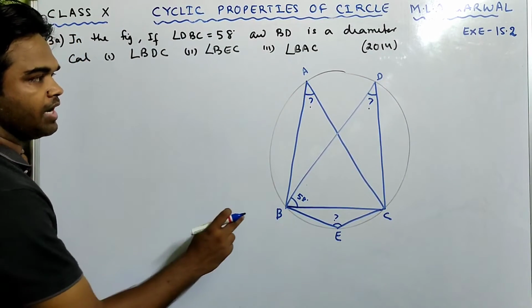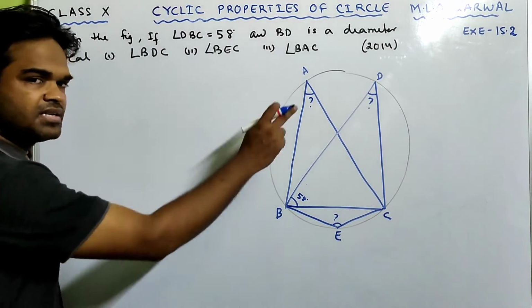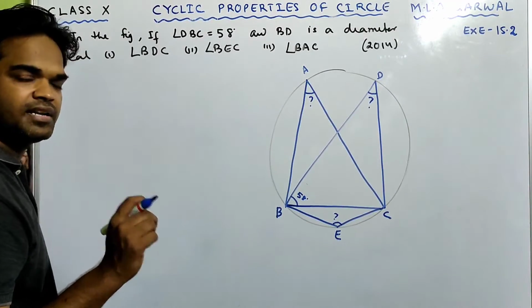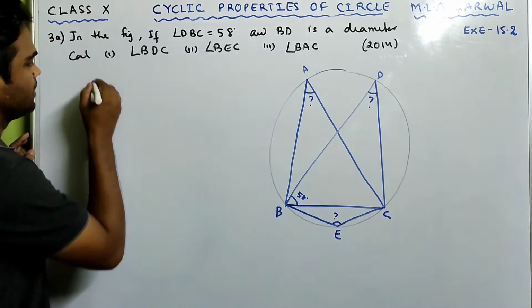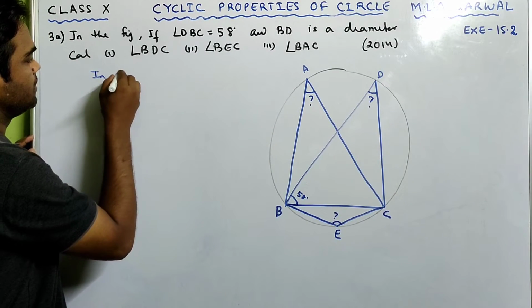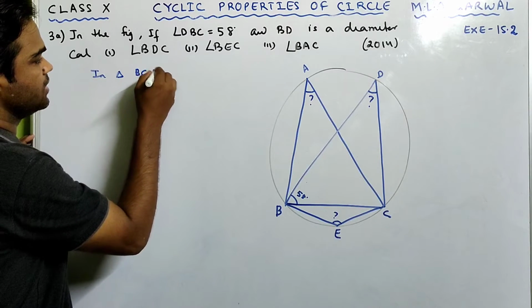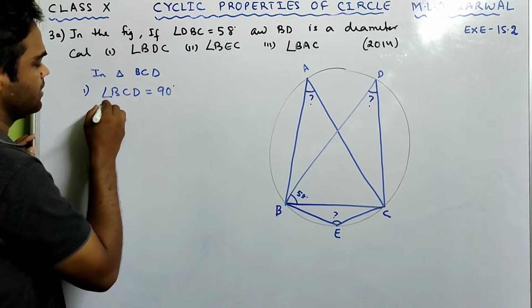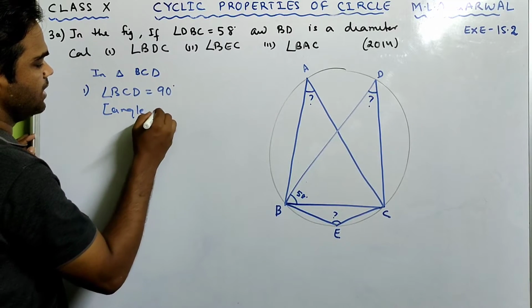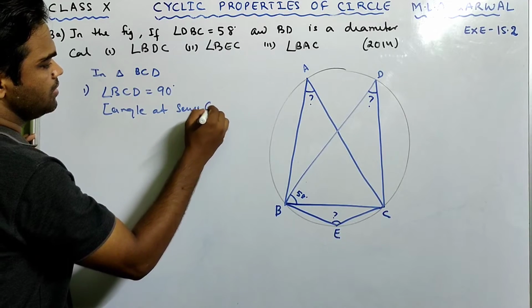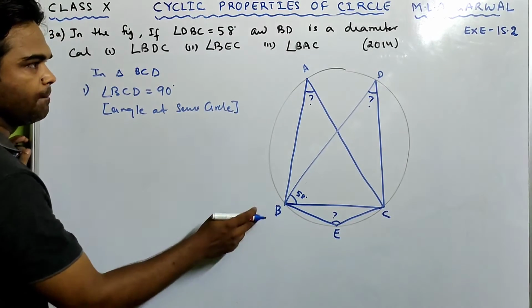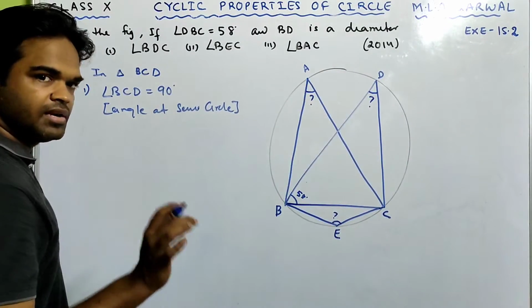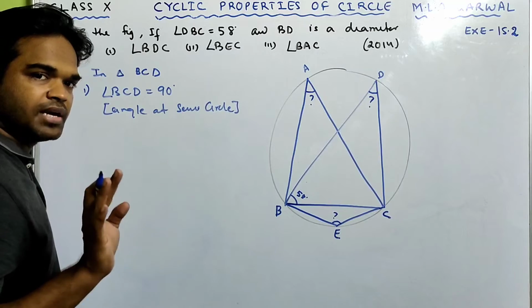Very easy. First of all, look at triangle BCD. BD is the diameter, so angle BCD will be 90 degree, angle at a semicircle in triangle BCD. Just look carefully. Angle BCD will be 90 degree. Why? Angle at a semicircle, because BD is the diameter. So with BD, if you draw any angle anywhere on the circumference, it becomes 90 degree.